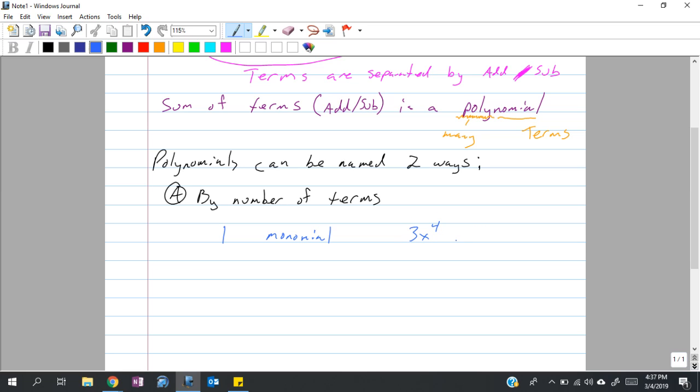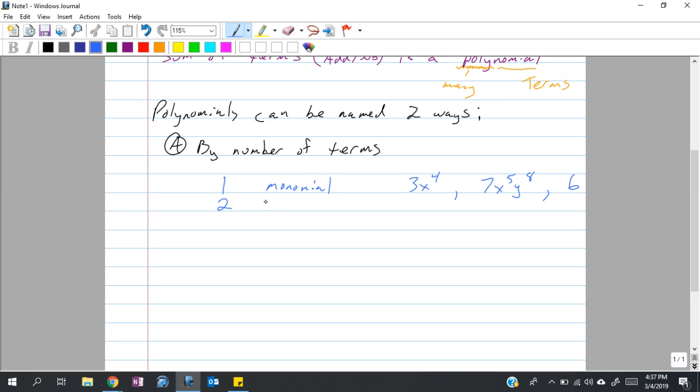That is a monomial. Even something like 7x to the fifth, y to the eighth, that is a single term. There's no addition or subtraction, right? Even the number 6, right? There's no addition or subtraction. That is a single term, a monomial.